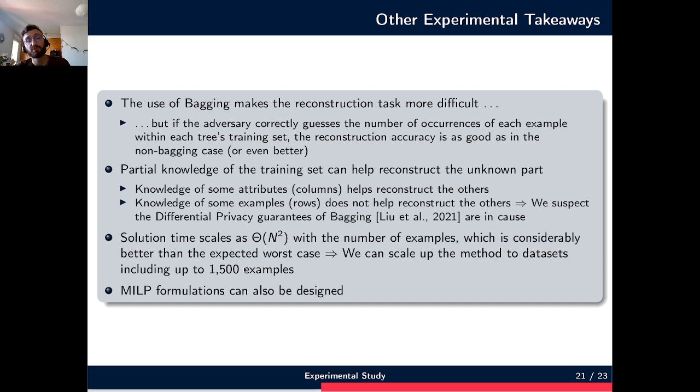We also performed experiments with datasets larger than 100 examples. In practice, we went up to 1,500 examples, and we observed that the solution time scales approximately quadratically with the number of examples, which is considerably better than the theoretical worst case, which is exponential since the problem is NP-difficult. So the method is actually quite scalable despite its theoretical difficulty. Again, we also have mixed integer linear programming formulations, but we didn't show them in this presentation since the results in practice show that the constraint programming formulations scale better.